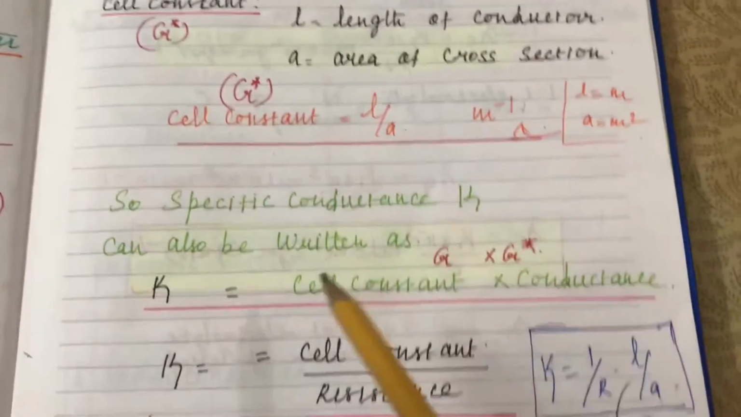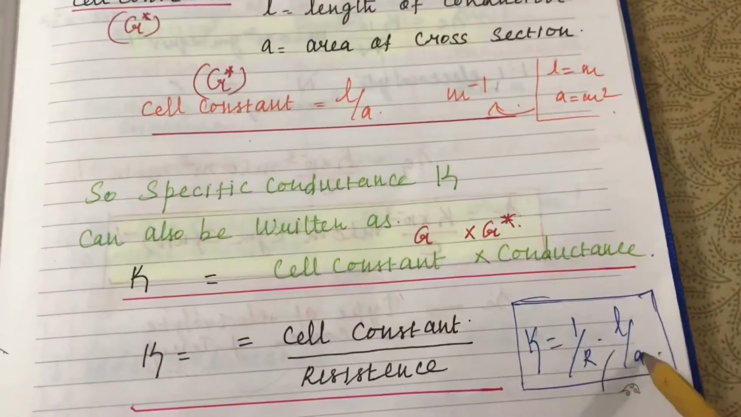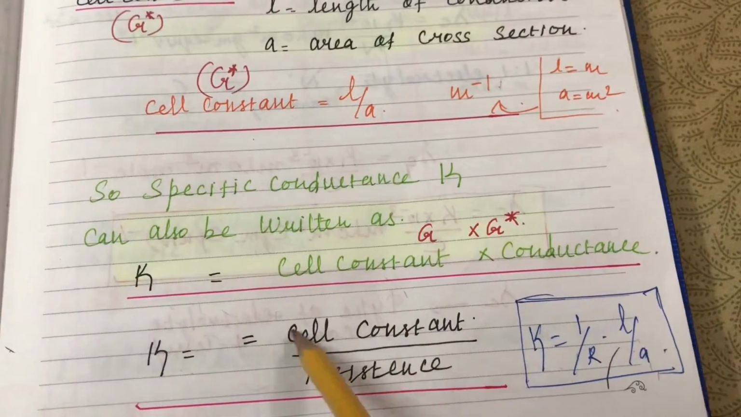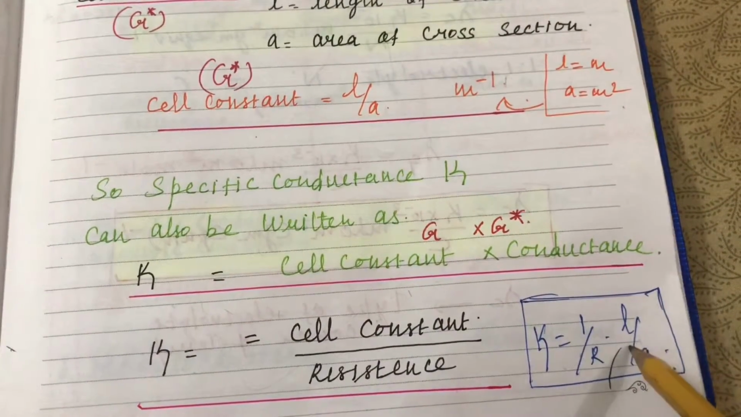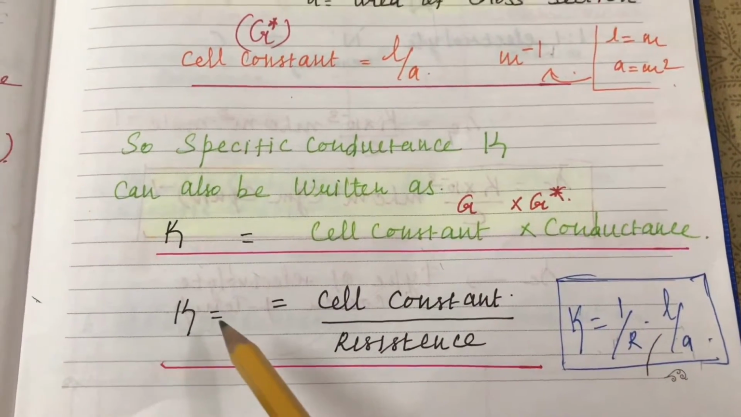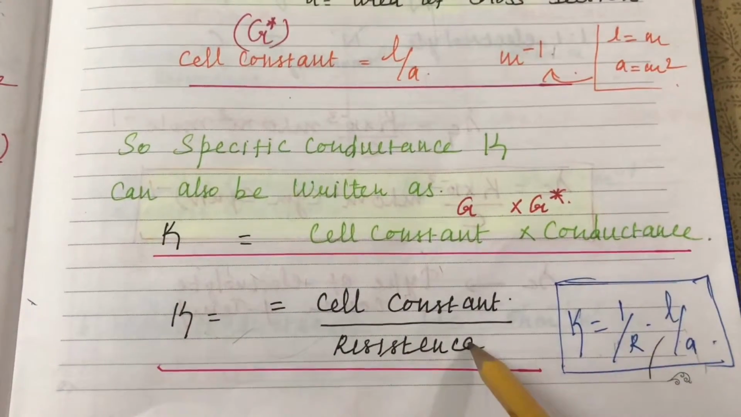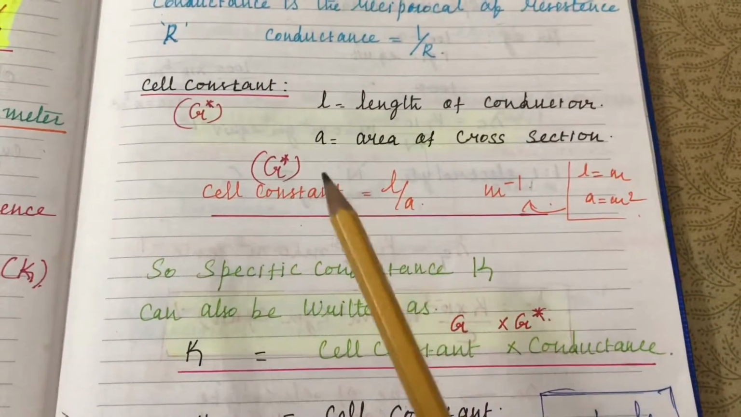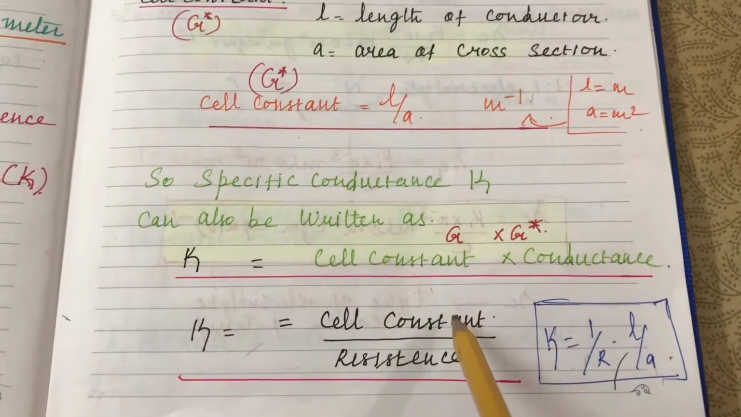Here the specific conductance kappa includes the term cell constant L by A. Thereby it can be defined as specific conductance is equal to cell constant into conductance, or otherwise kappa, specific conductance, is equal to cell constant by resistance. So, that is what cell constant is and how it relates to the specific conductance value.